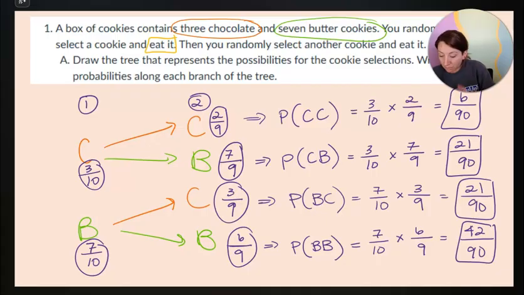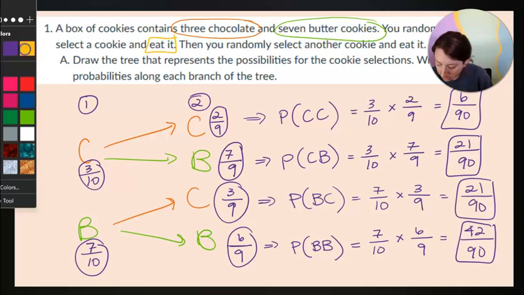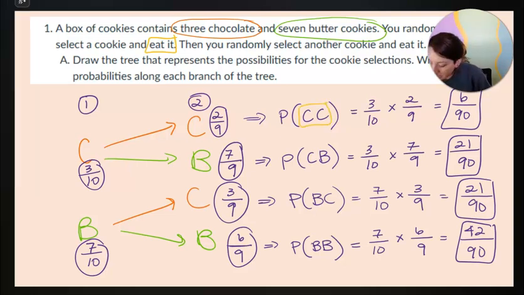So I want to clarify again, these are our events. Here, I'll use yellow. Our event CC means this is one event that has 2 trials. This is one event that has 2 trials. So there are 4 total events that are possible here, and we have found the probability of each of those.